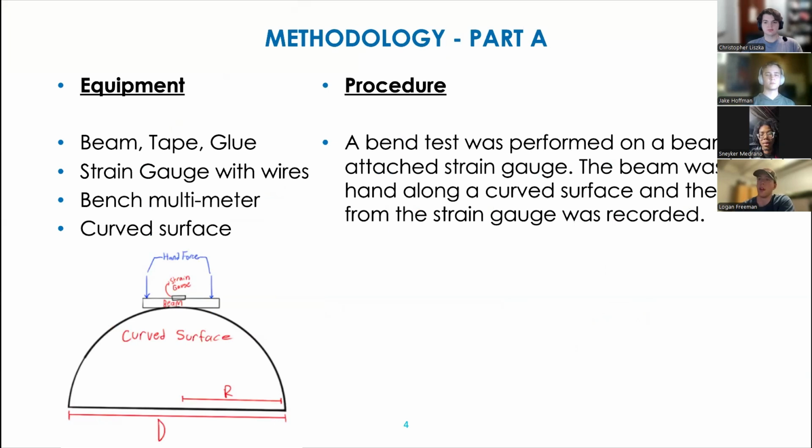The first test involved taking an acrylic beam, sanding it, and then gluing and taping a strain gauge along the middle. The wires of the strain gauge were hooked up to a bench multimeter to read the voltage output. Then the beam was bent over a curved styrofoam surface with known diameter by hand. Three trials were performed to get a voltage output, which will be useful for later calculations.